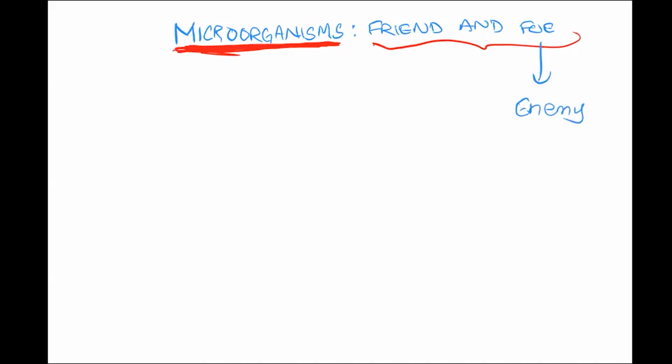And friends, you all know what friend means. So in this chapter we will be discussing whether these microorganisms are our friends or enemies, that they cause harm to us, or we have benefits from them. So when we talk about microorganisms, they are classified into 5 major groups.